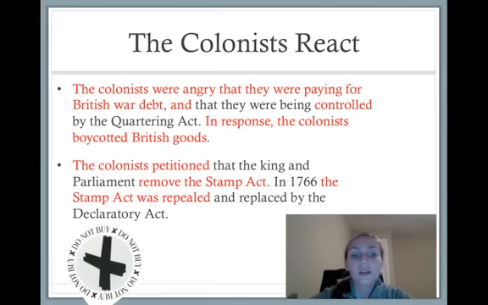A petition is when you get a piece of paper that has some kind of content on it. In this case, it would be, we are saying to remove the Stamp Act, and you get a number of people to sign it. So in 1766, the Stamp Act was successfully repealed, but then it was replaced by the Declaratory Act, which was much more serious later on.